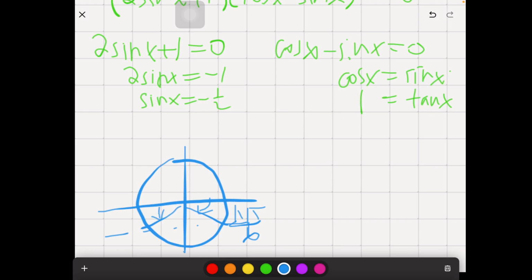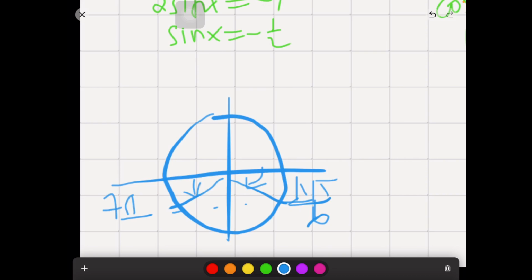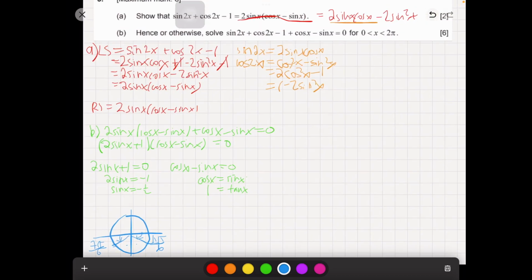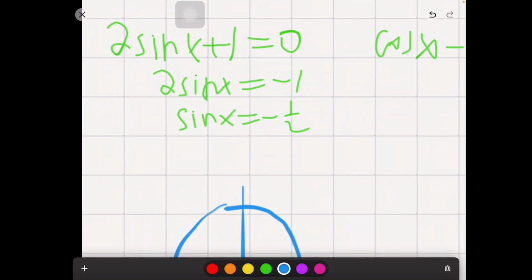And then this right here is also pi over 6 more than half, so this would be 7 pi over 6. So those are the two x values for sine x is equal to -1/2: 11 pi on 6, and 7 pi on 6.